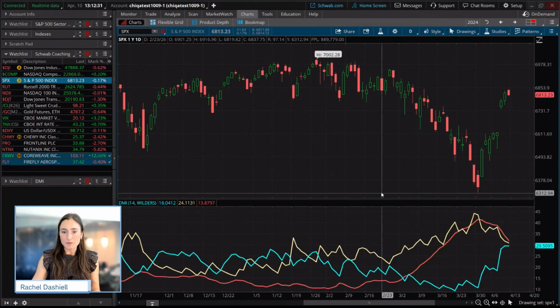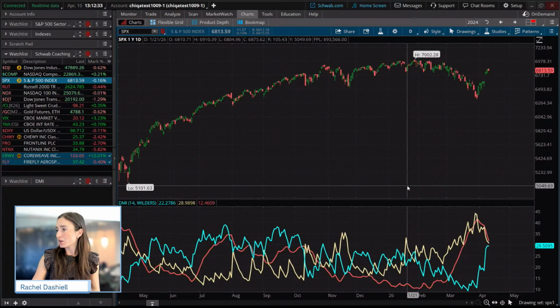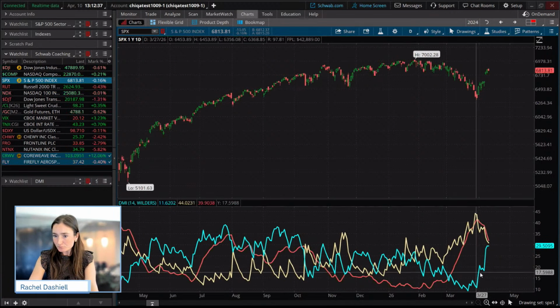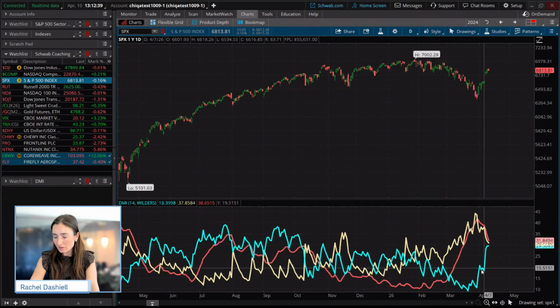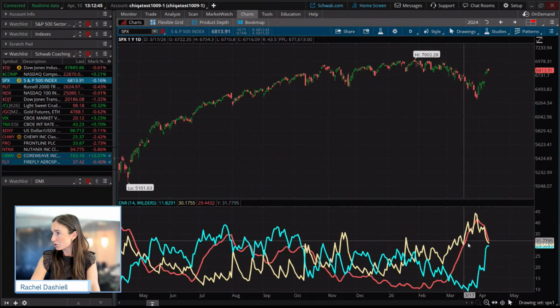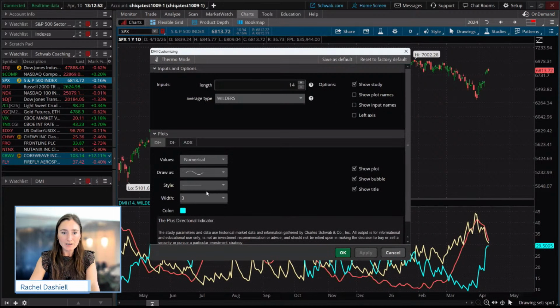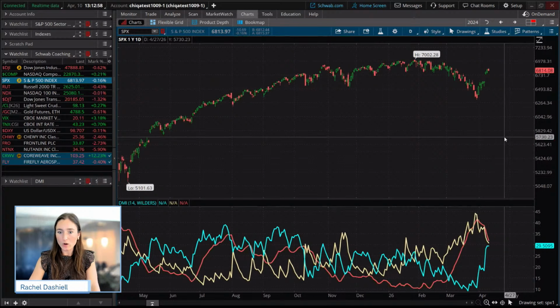Now the third thing that you're going to use with this indicator, oh, and I see a question here. Positive directional movement is the blue line, and negative directional movement is the yellow line. Hopefully that helps, just reminding you. And if you ever need to see it on your own, you can right click on the indicator and it'll show you within the edit studies window which one is which. Thank you for the question there.